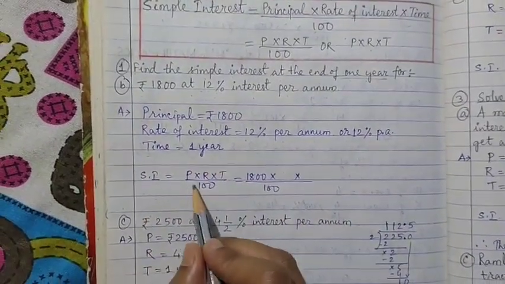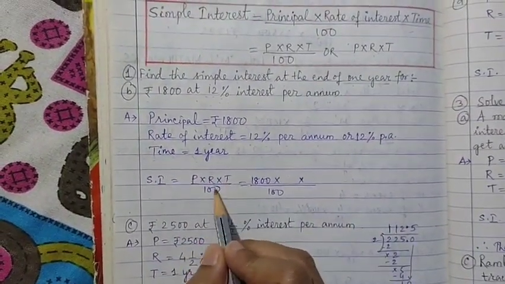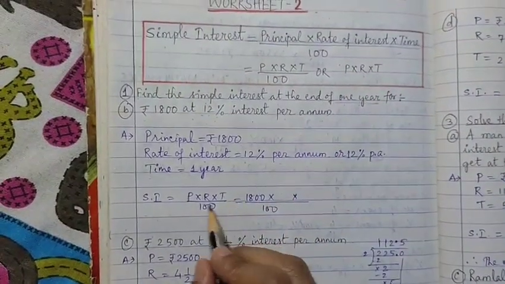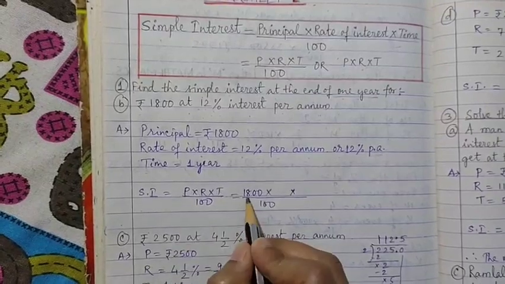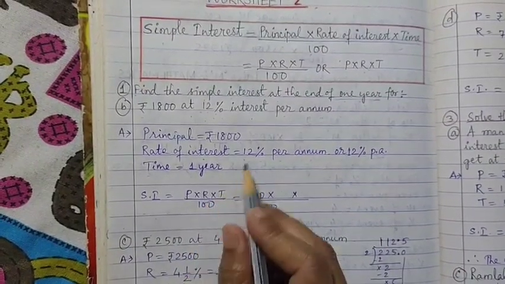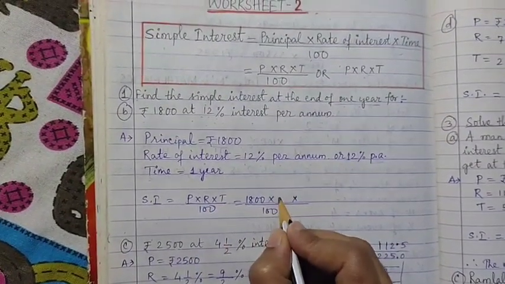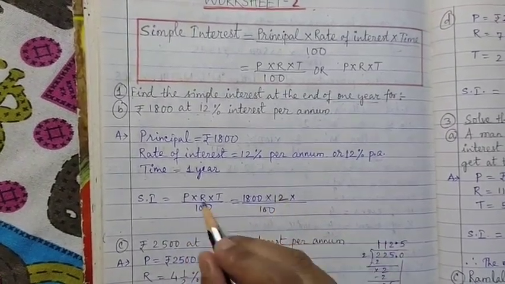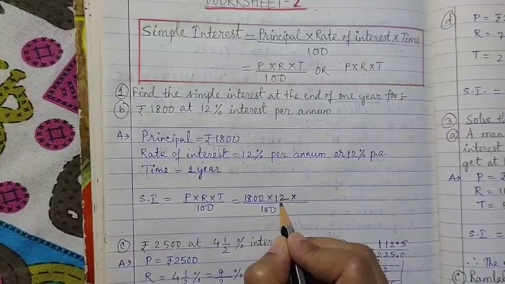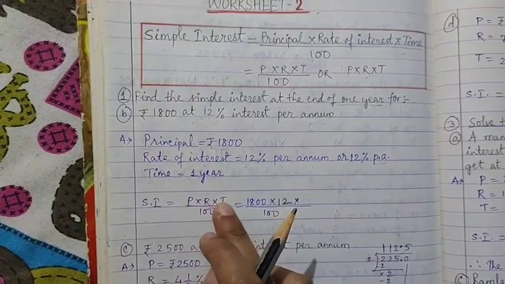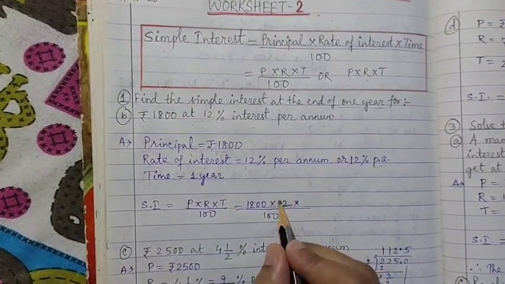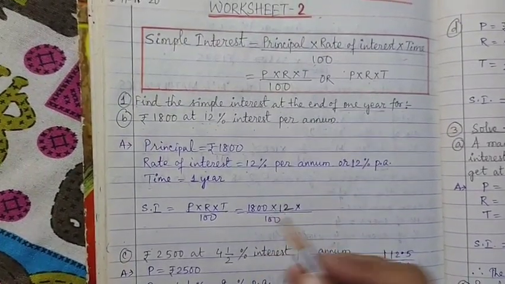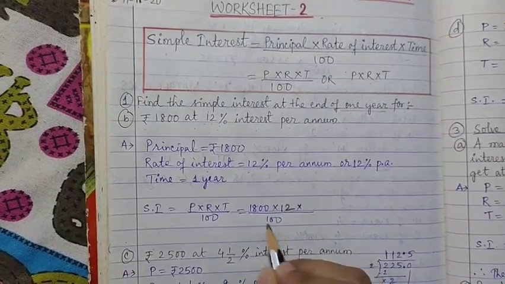Then simple interest, the formula is P into R into T by 100, or you may also use P into R into T. So substitute. P is 1800 into R. R is 12%. See, I told you, if you use 100 here, so simply in place of R you are going to write 12. But if you use P into R into T only, so here you have to write 12%.